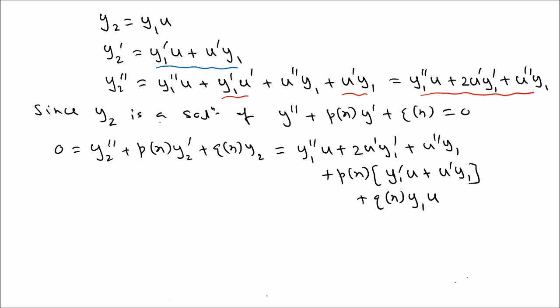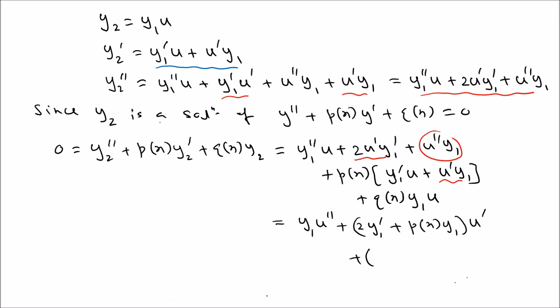Now what we're going to do is collect the terms in a different way, so that we can use the fact that y1 is a solution. We can isolate the u terms. We're going to go with the u double prime terms first. We have y1 u double prime. Then we go with the u prime terms. We have 2 y1 prime, and then another u prime term, px y1. Let's collect those two together.